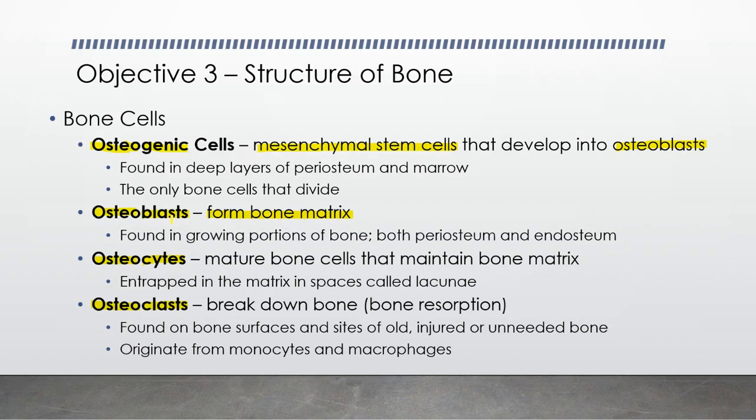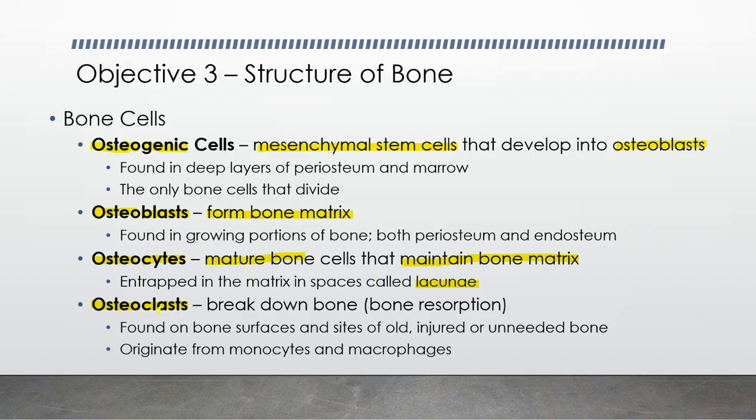Now, what's going to happen is your osteoblasts are going to get trapped in the bone matrix. And when they get trapped in the bone matrix, they're going to mature into cells called osteocytes. Osteocytes are essentially mature bone cells. So where the osteoblasts are making the bone matrix, the osteocytes are maintaining the matrix. They're not actively dividing or anything like that. They're actually stuck within the bone matrix in these little tiny spaces called lacunae. And we're going to see that again here in a little bit.